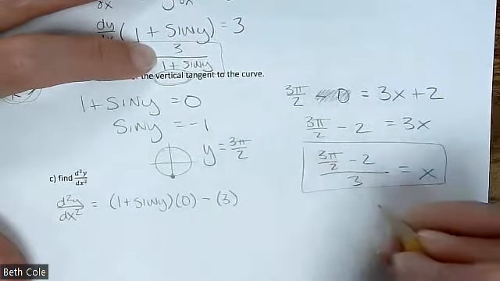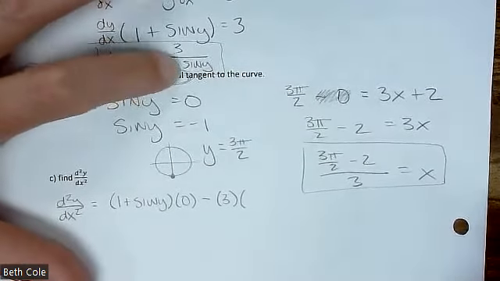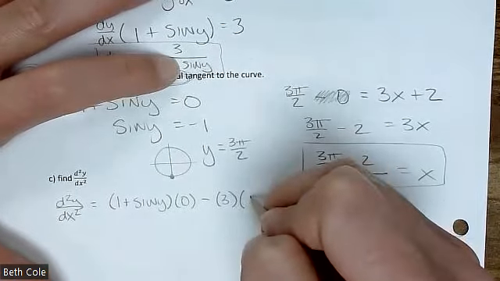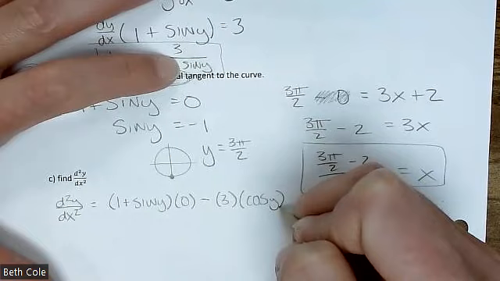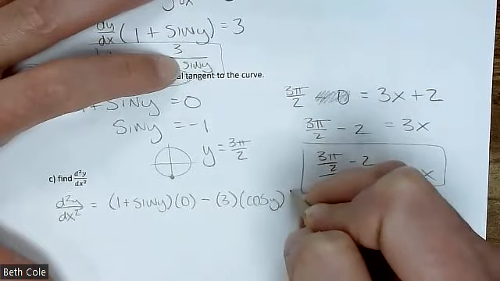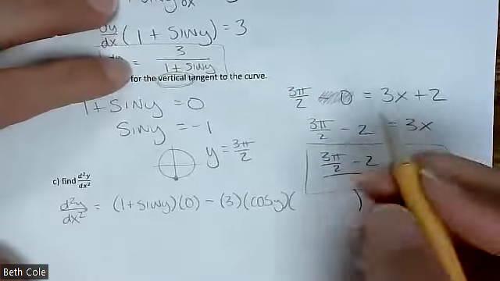Minus 3. And then the derivative of the denominator. The 1's going to go away. Derivative of sine of y, cosine of y. Okay, now you can't write dy dx. You have to put what dy dx equals.